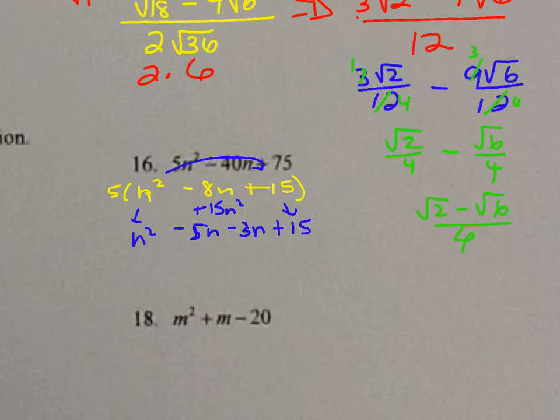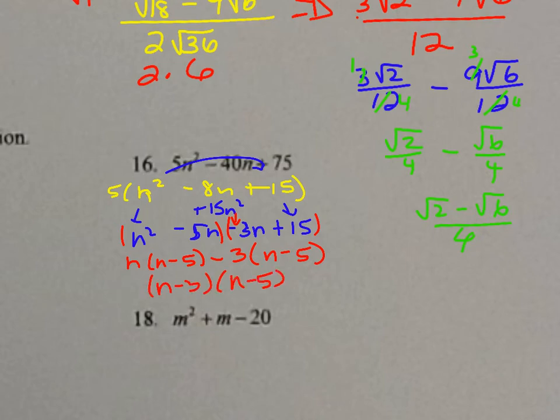Now we're going to factor by grouping. In the first group, the GCF is n, so it's n minus 5. Notice there's a minus here. Bring down the negative. GCF would be negative 3 times n minus 5. So the factors are n minus 3 times n minus 5, and then don't forget to bring down the 5 there.